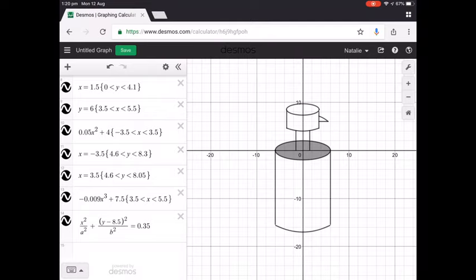And for the last part of the logo, I added another ellipse with the equation x squared over a squared plus y minus 8.5 in brackets squared over b squared equals 0.35. I added the minus 8.5 so then the ellipse wouldn't be at the origin where my first ellipse was, and I also added the equals 0.35 so then it would be smaller than the first ellipse. Otherwise, if I had made it the same size, it would look disproportionate.